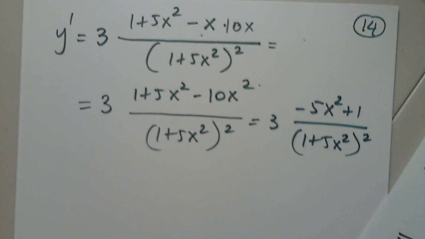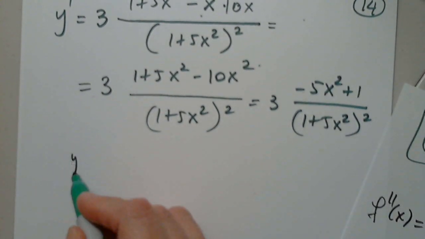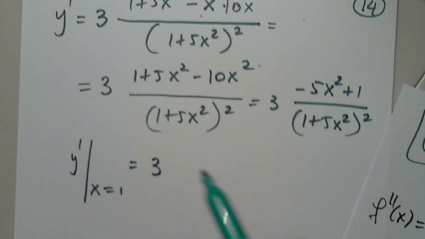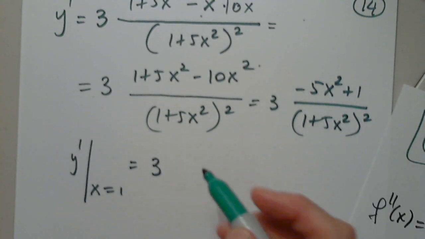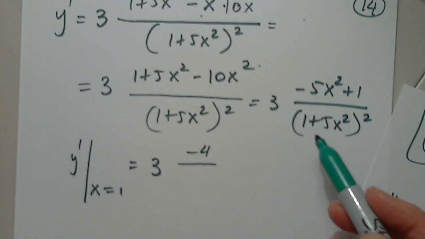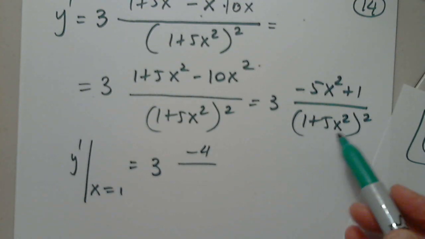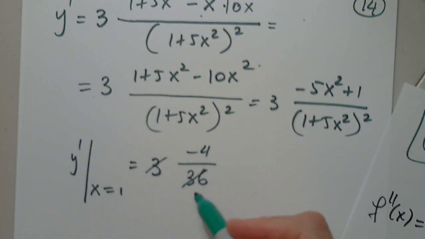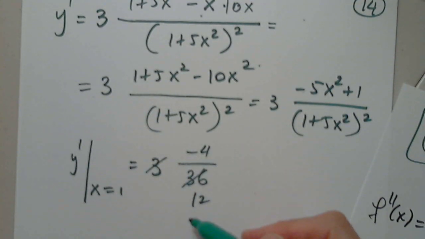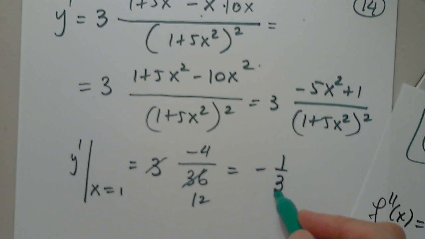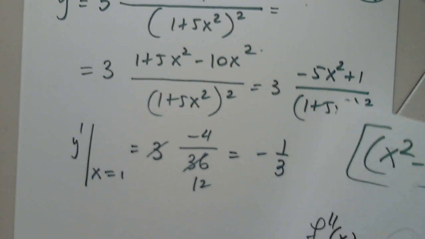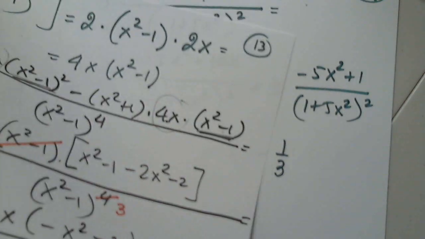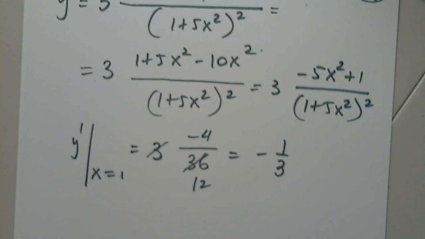I need to plug in 1. So y prime when x is 1. 3 stays outside. Negative 5 plus 1 is negative 4. 1 plus 5 is 6. 6 squared, 36. I'll simplify and I get a 12. And I'll simplify and I get negative 1/3. So this is negative 1/3. Any questions so far?